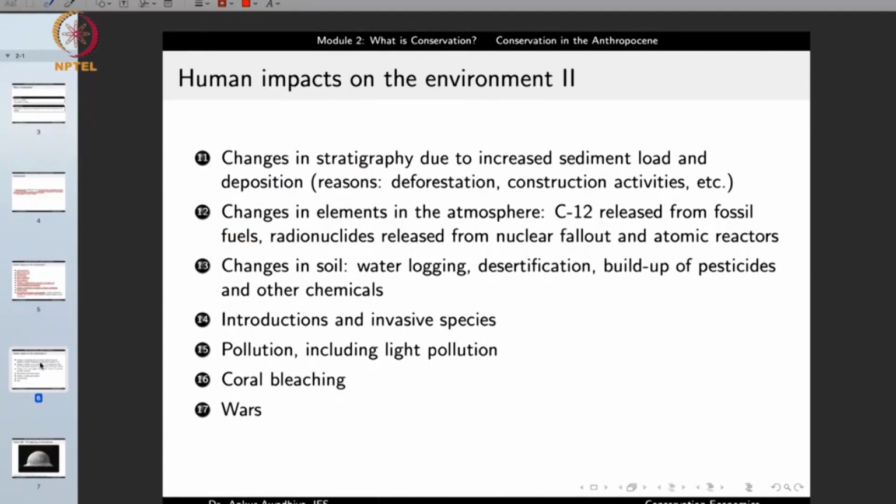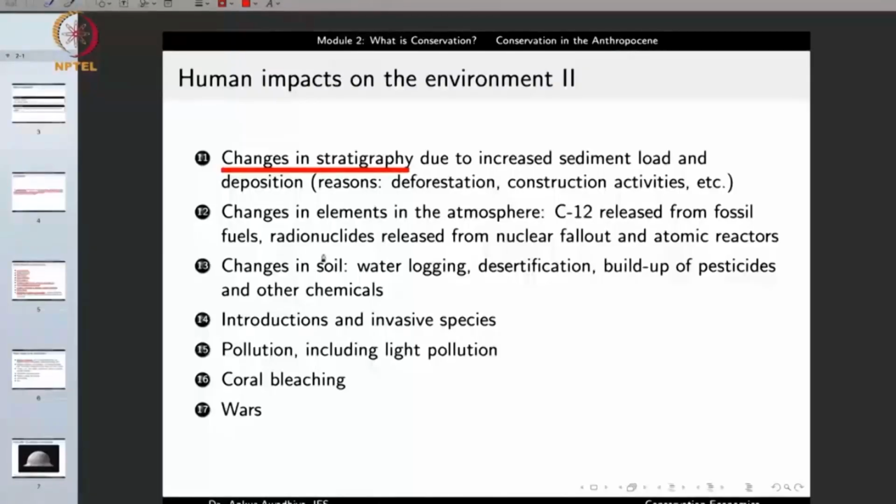Then we have changes in stratigraphy due to increased sediment load and deposition because of deforestation, construction activities, and so on. Now, changes in stratigraphy means that there is change in the levels or the layers of soil that are naturally present. And why do we see these changes? We are observing these changes because of a huge amount of sediments that are being brought, mostly through the river systems and the water systems, into the lakes.